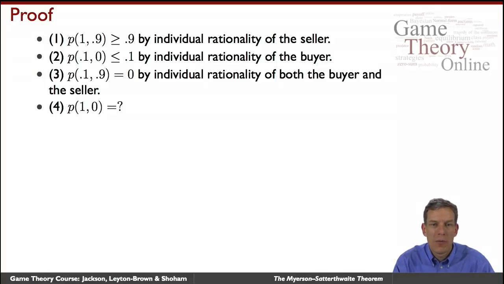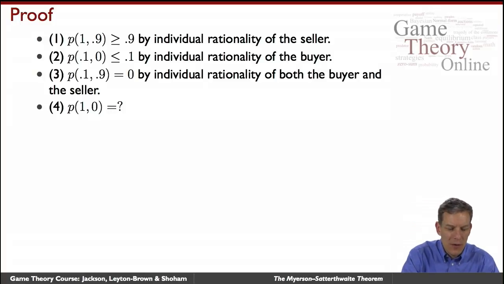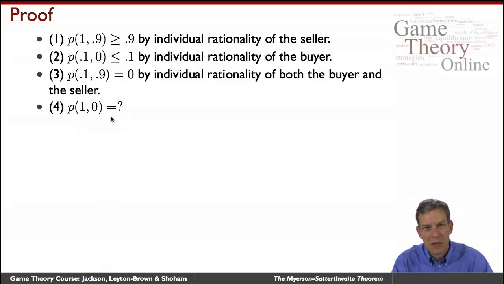Okay. So now we've got individual rationality satisfied for 3 of the prices. We want to make sure we're going to get individual rationality here. Well, that's going to be easy. Any price between 0 and 1 will be individually rational. The difficulty is going to be to get the incentive compatibility condition to hold.